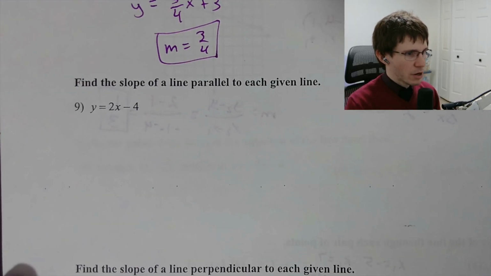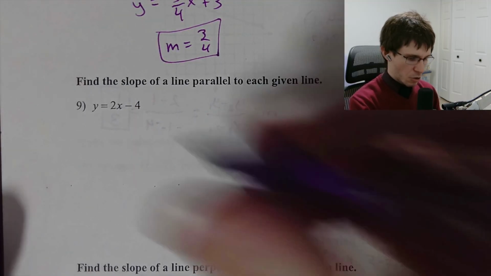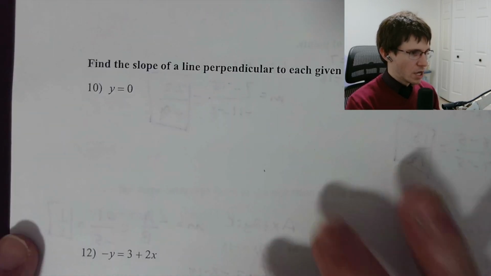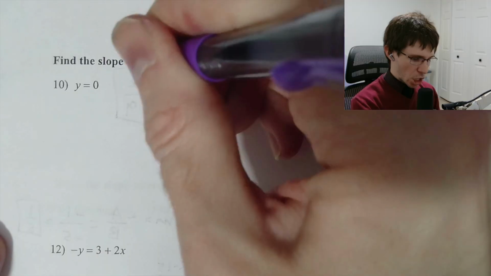Find the slope of a line parallel. Parallel means same slope, so it's the same thing. m is equal to 2. Beautiful. We move on to the next one. Find the slope of a line perpendicular.